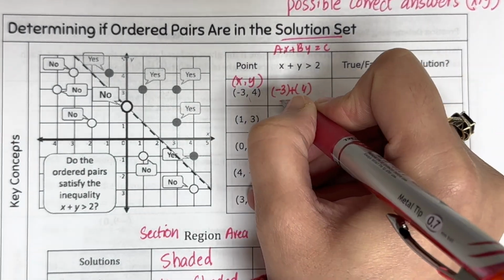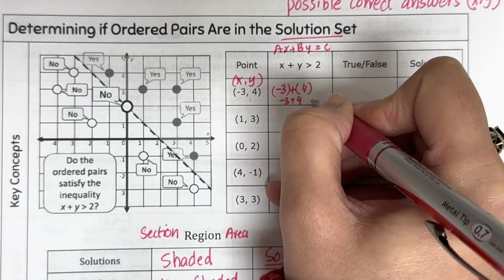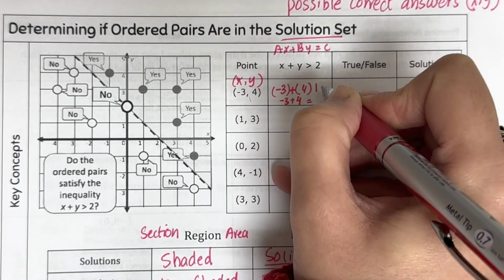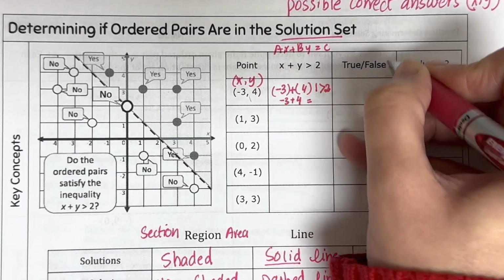So -3 plus 4 is actually 1. So is 1 greater than 2? False.